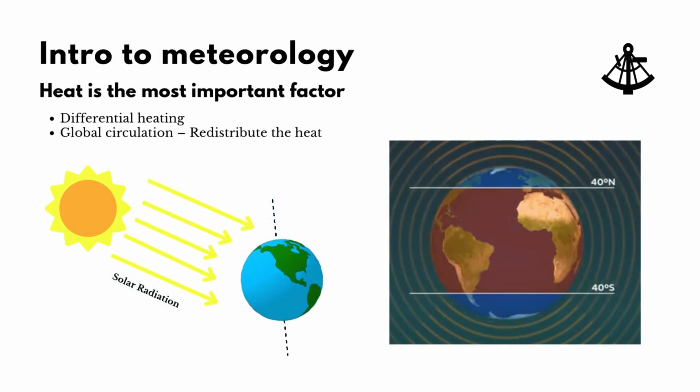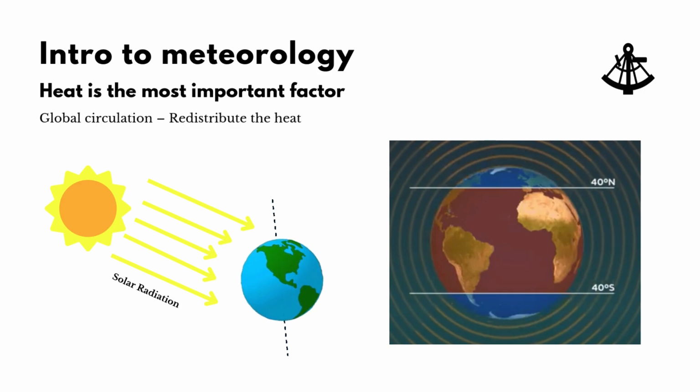Heat is the most important factor that drives our weather system. The Earth is heated by solar radiation. Most heat is absorbed at the equator, and as we move towards the poles, less heat is transferred from the sun to the Earth. As we get to 40 north or south, the heat radiating away from the Earth is more than the heat coming from the sun.